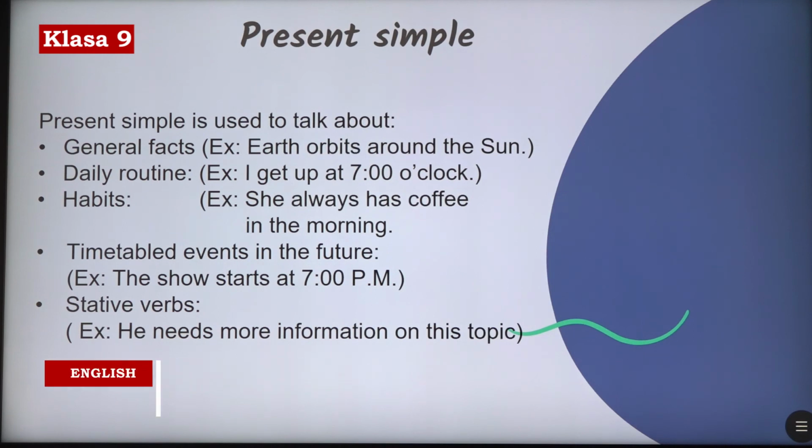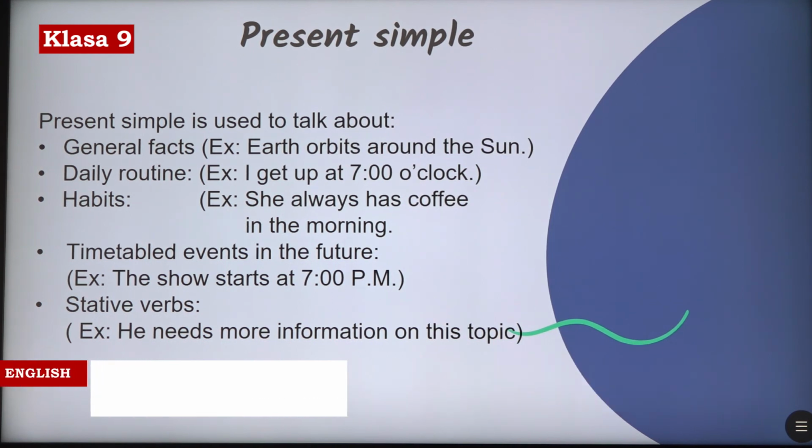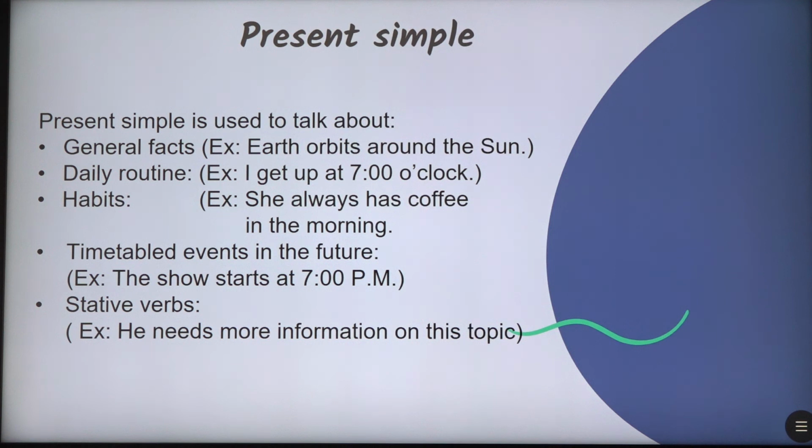Present simple is known as a tense which is used to talk about general facts. For example, Earth orbits around the Sun. Then the other usage for which it is known is daily routine. For example, I get up at 7 o'clock.